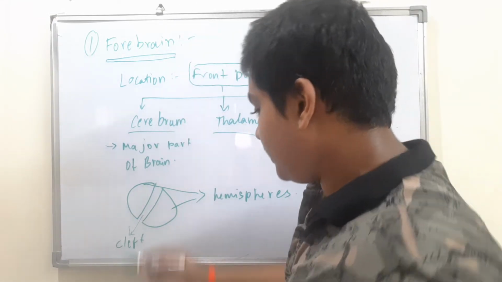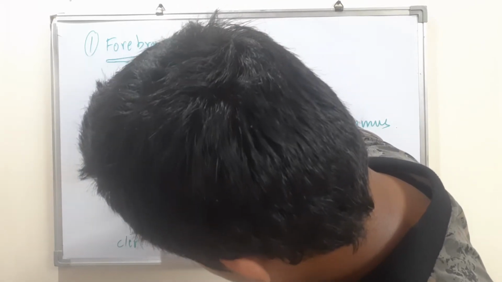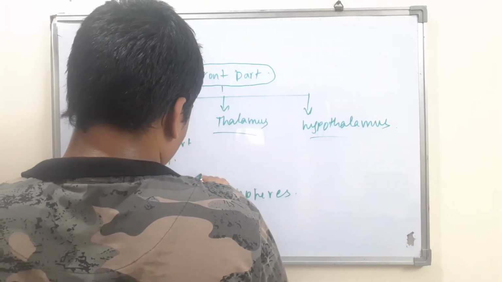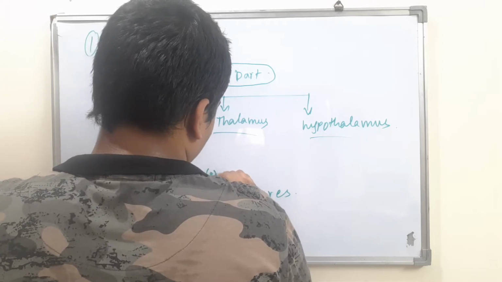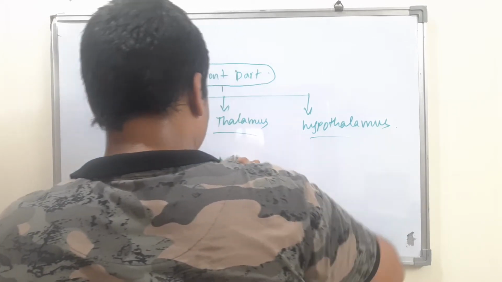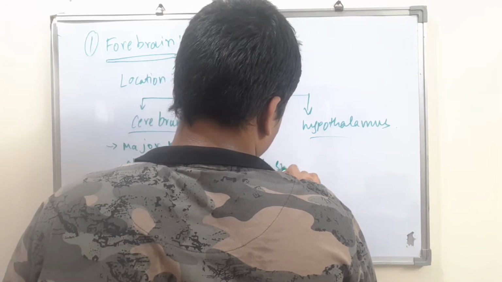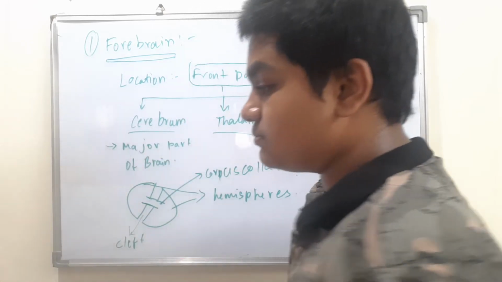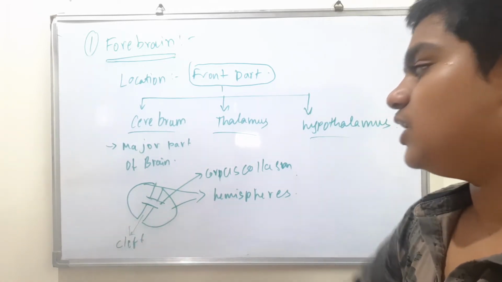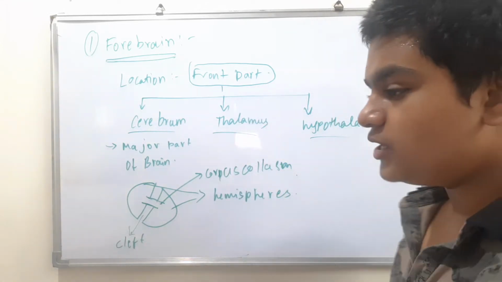Nerve fibers connect these two. There is a connection between these two hemispheres, and that group of nerve fibers is called corpus callosum, not corpora. Corpus callosum. This is the nerve fiber group which connects both the hemispheres, both halves of the cerebrum.